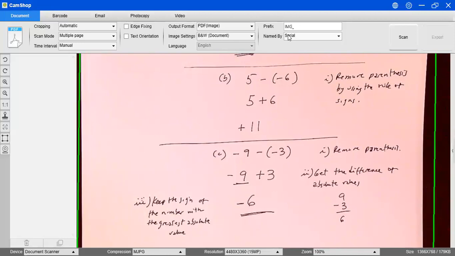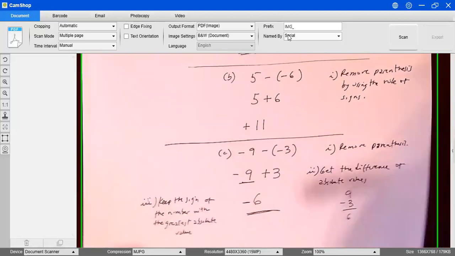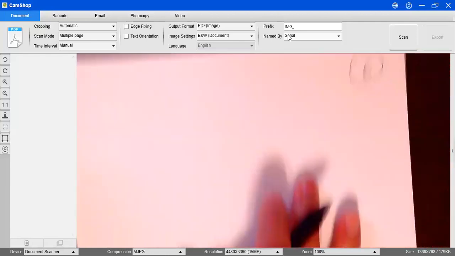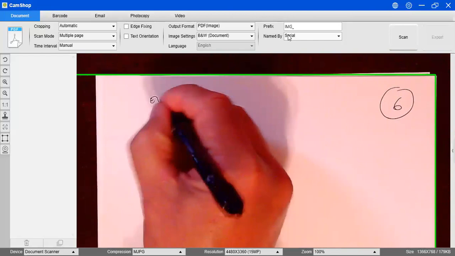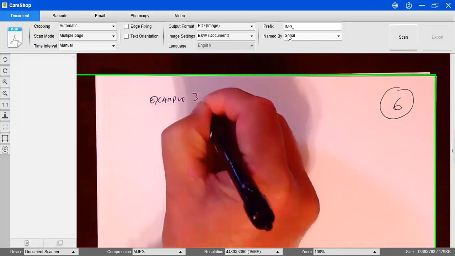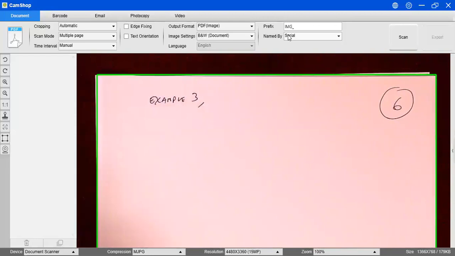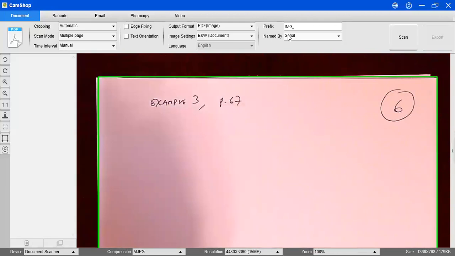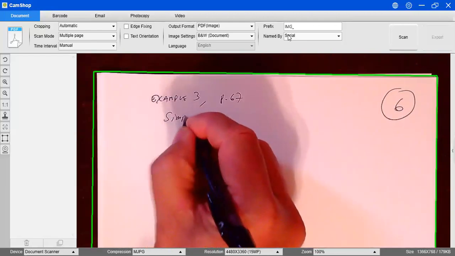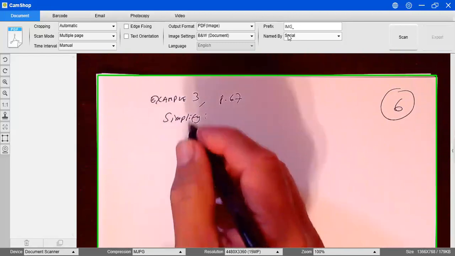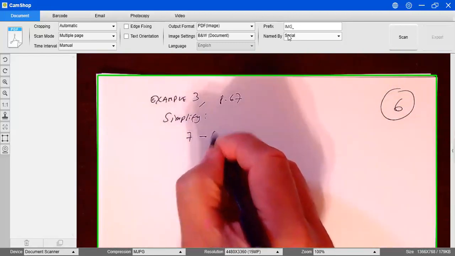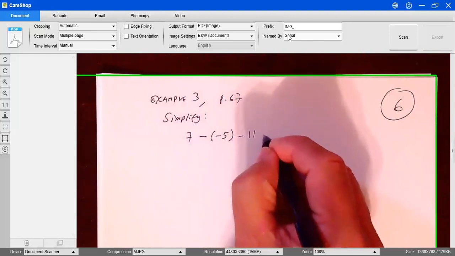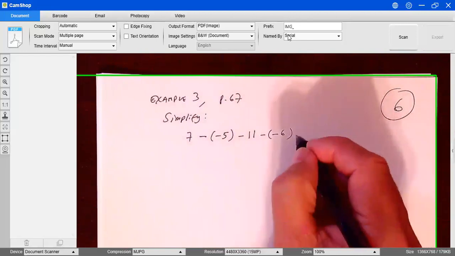Now we're going to work another example. Example 3 is on page 67, and this is about simplifying. We have 7 minus -5 minus 11 minus 6 minus 19.